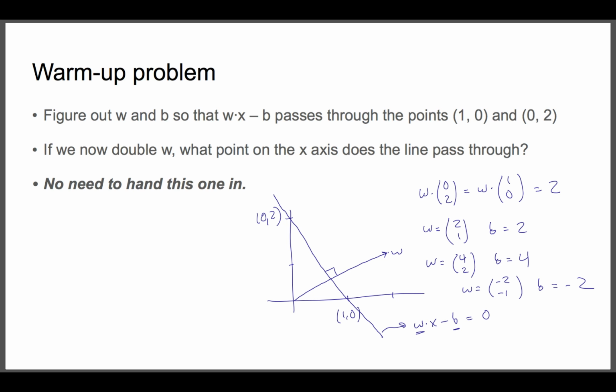I should say as well, I forgot to answer this second question. If we now double W but keep B the same, what point on the x-axis does the line pass through? So here, this is for that part. For this part, we'll answer it down here.